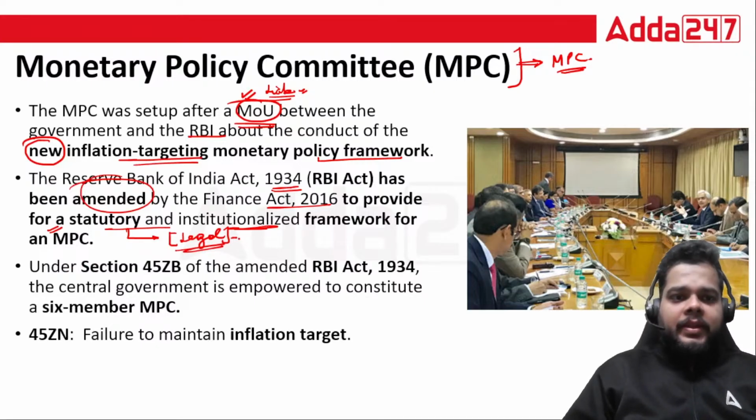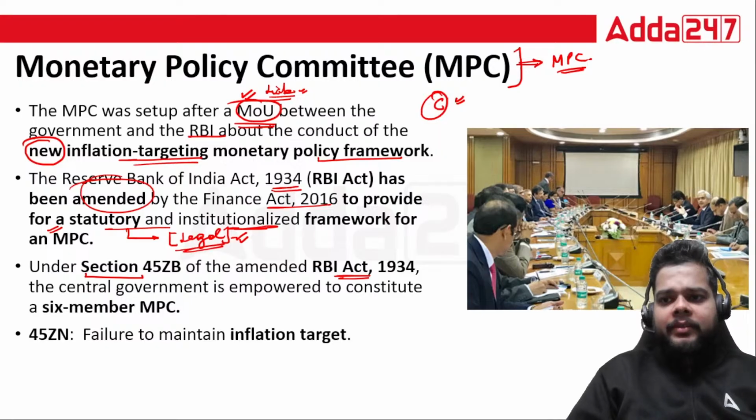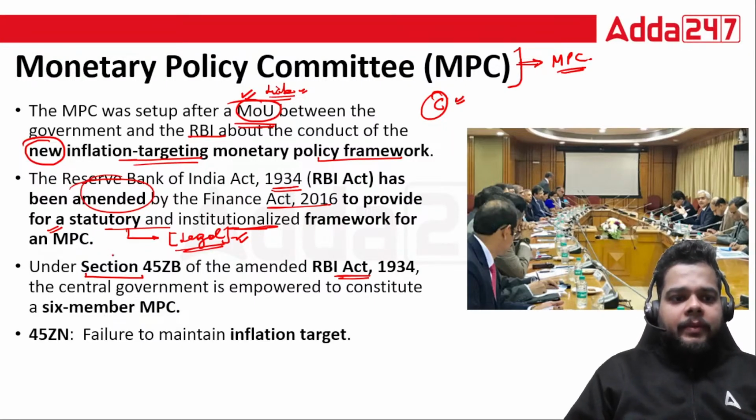And along with that, the legal aspects, we must also know certain sections which are important in the RBI Act 1934. As such, in module C, we will be covering various important sections of your RBI Act 1934. But for monetary policy, there are two sections which are very much important. One is your Section 45ZB of the amended RBI Act 1934. The central government is empowered to constitute a six-member MPC.